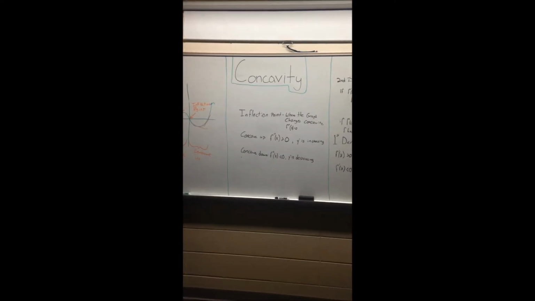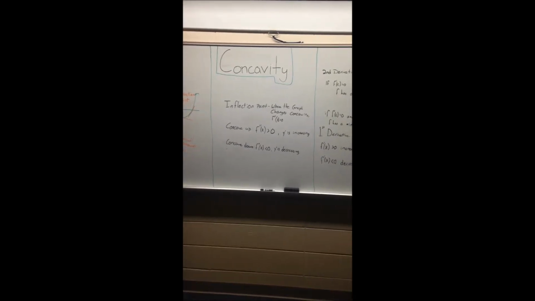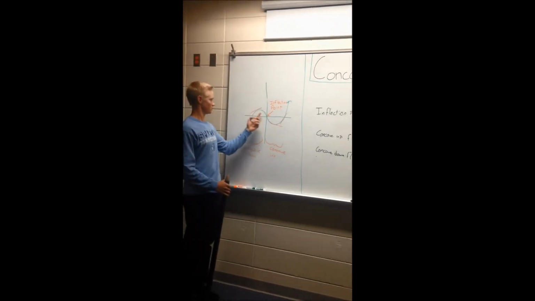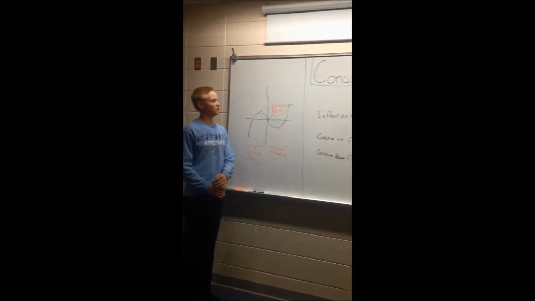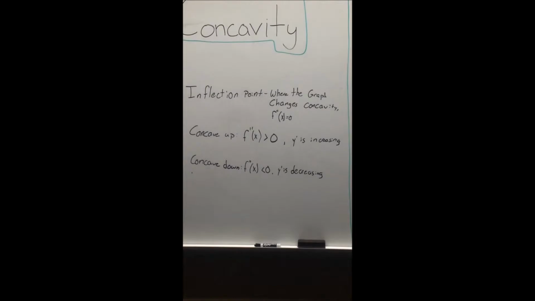The inflection point, AKA inflection point, is where the graph changes concavity, like right here, goes from concave down to concave up. You set the second derivative equal to 0 and solve for x.